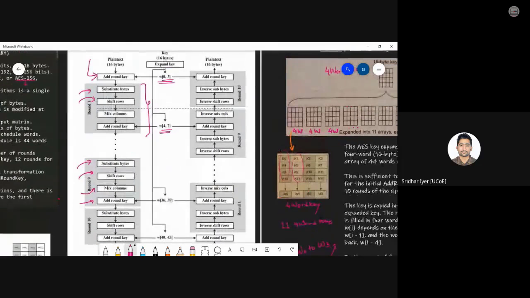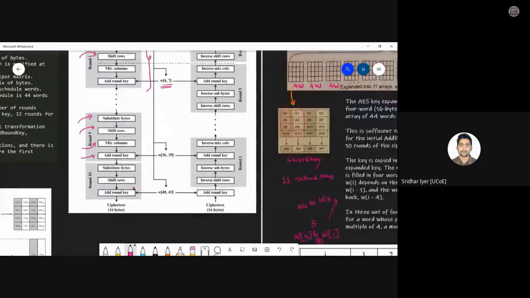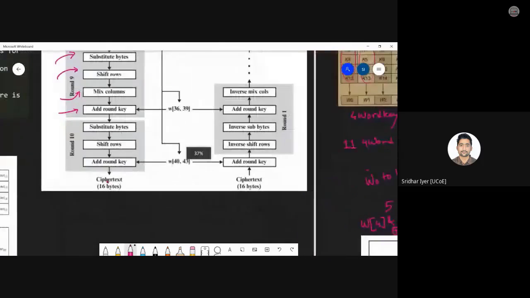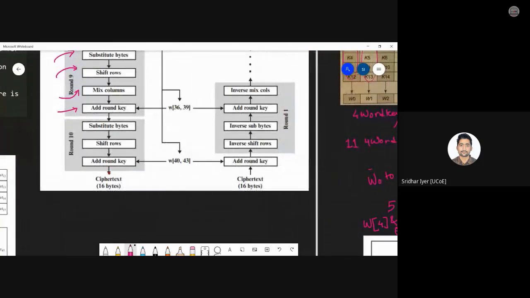Similarly, the entire steps will go on till the 10th round. The only difference being that in the 10th round, you don't have the mix column transformation. You simply have substitute bytes, shift rows, followed by add round key. And after that, whatever output you get will be your ciphertext.